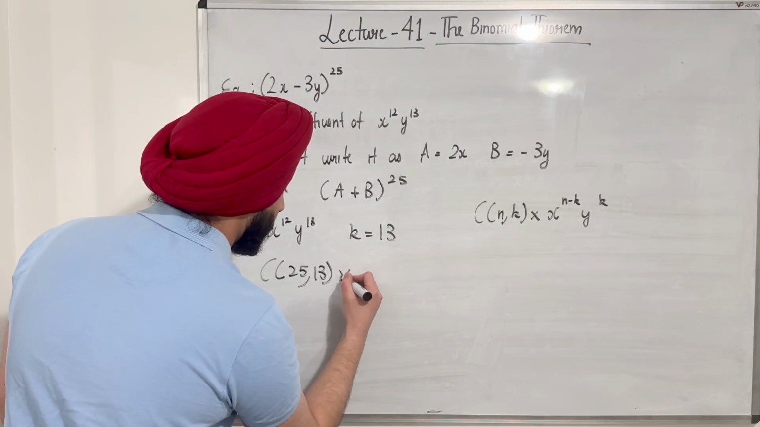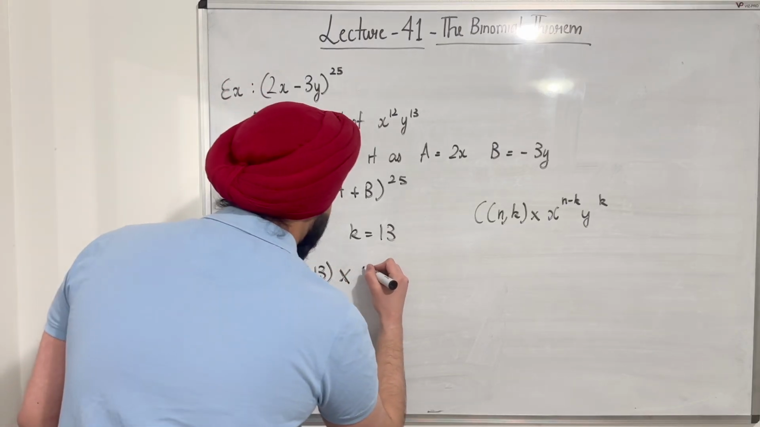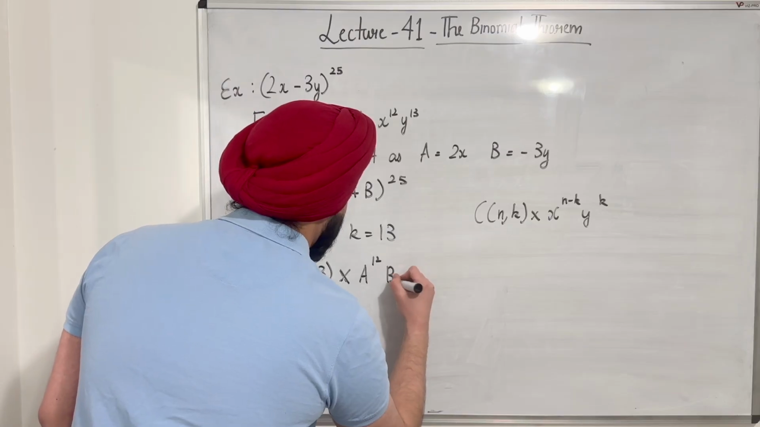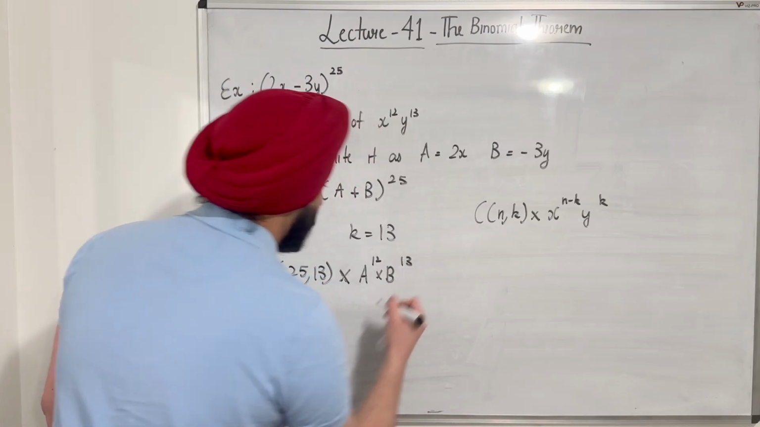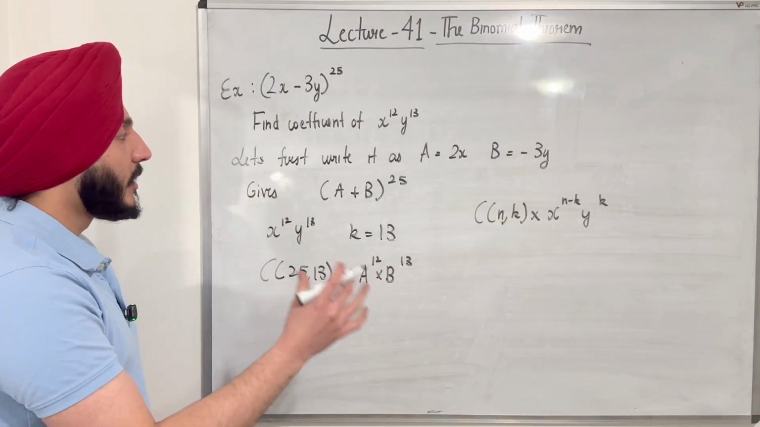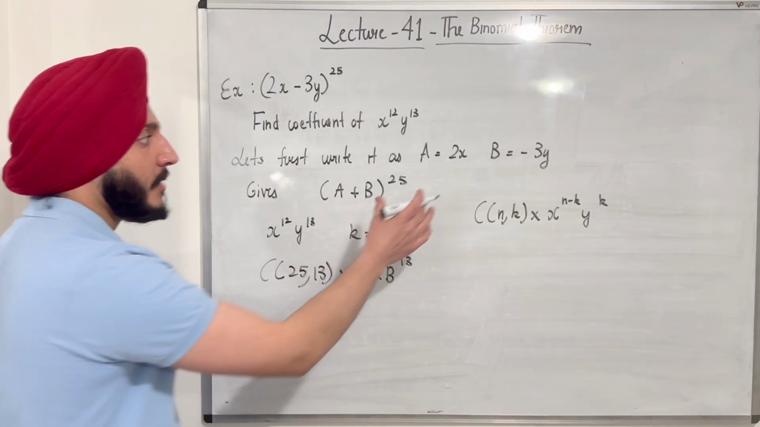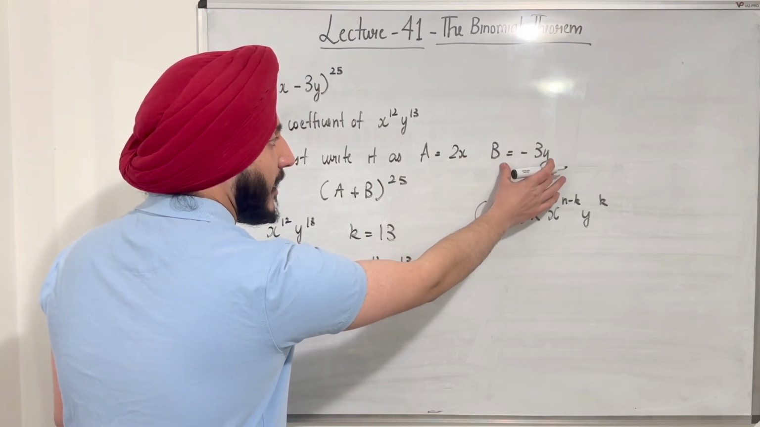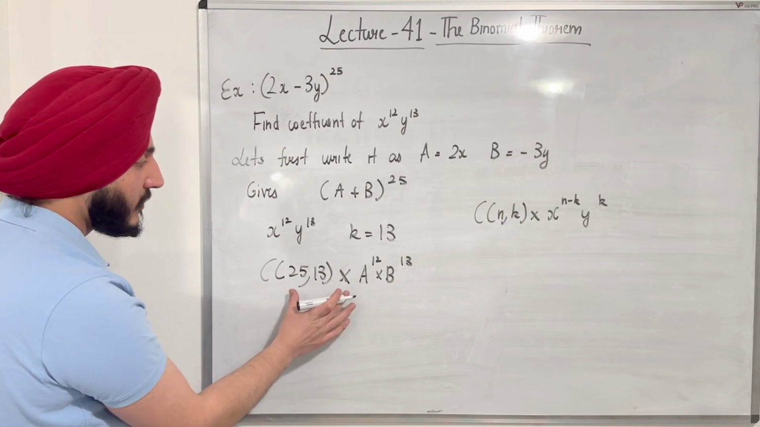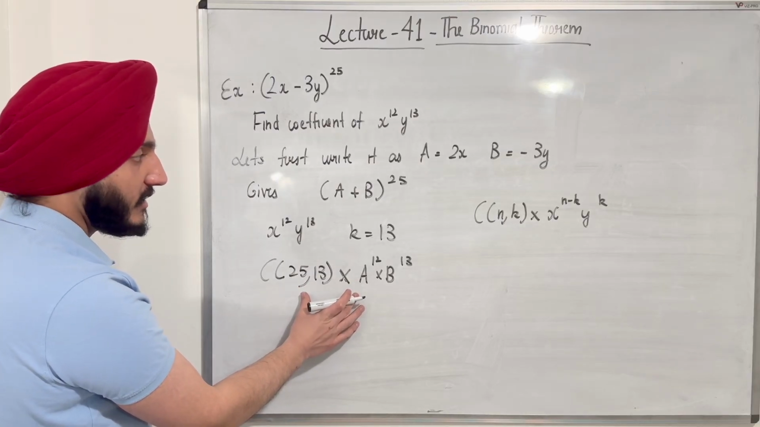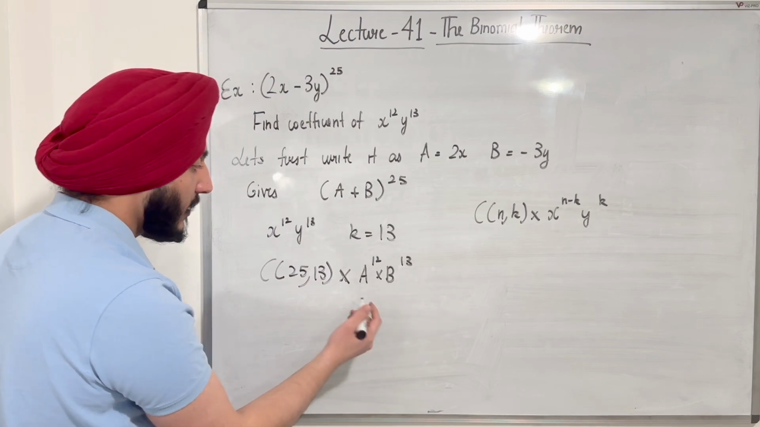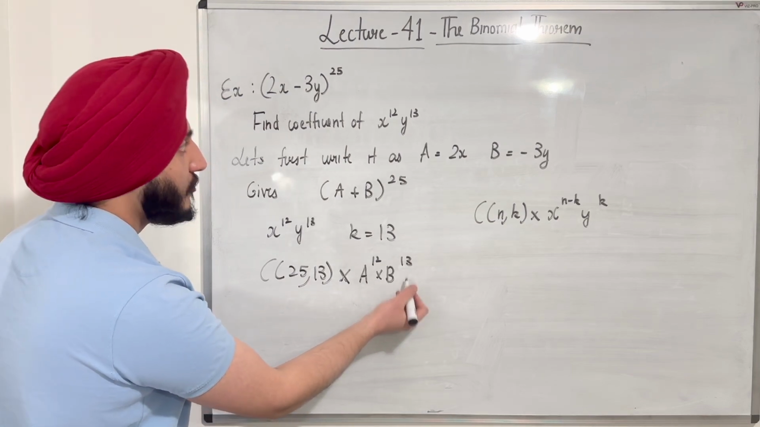I can write this as multiplied by a to the power of 12 and b to the power of 13, right? I can simply write it this way. So once again, just a quick idea. I represented a equal to x and b equal to minus 3y, which gives me the binomial formula. If I need to find the term, this can be written as C 25 13, a to the power of 12 into b to the power of 13. Now let's just replace a and b with the actual values that they represent.